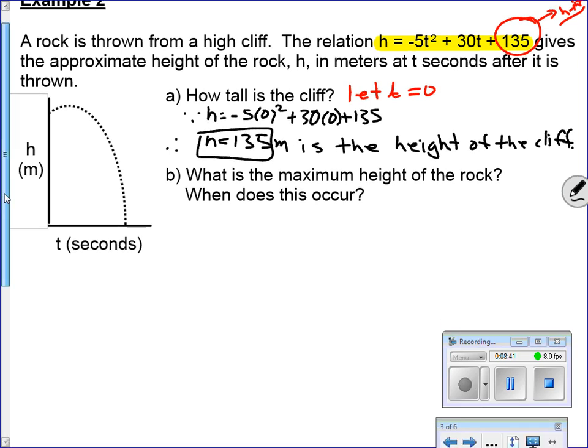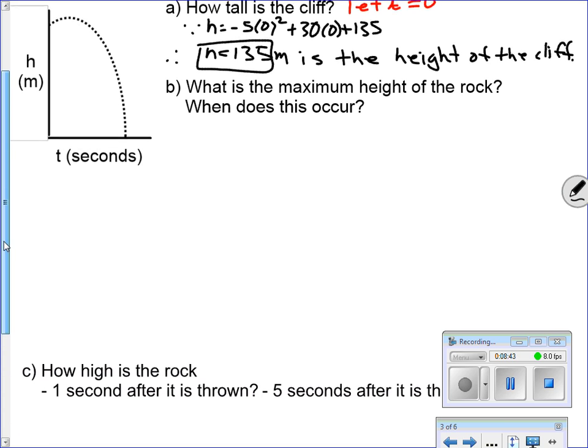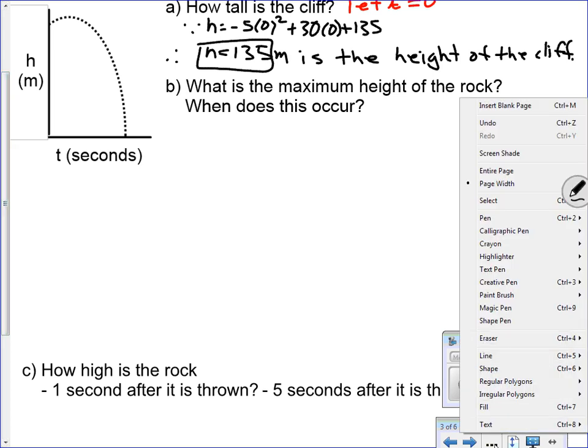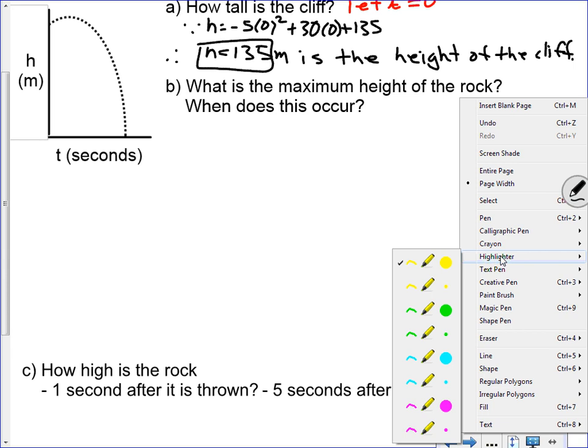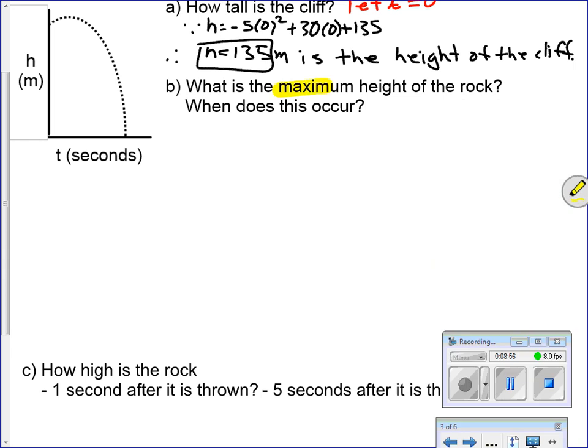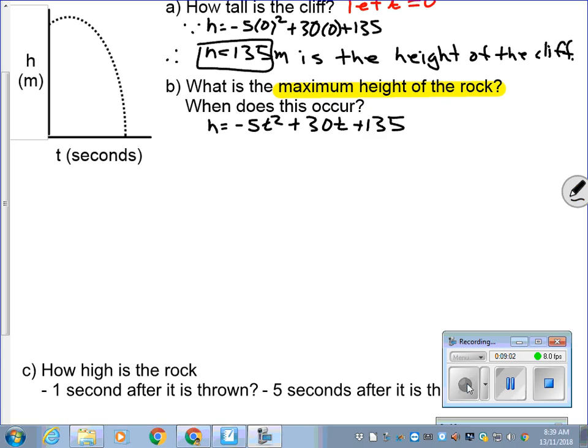Now, for the next part of this problem, we have an issue. Our basic equation is given by the maximum height of the rock. We're asking for the maximum height of the rock. So anytime you see something like this and you have a basic equation, what we have to do is completing the square.